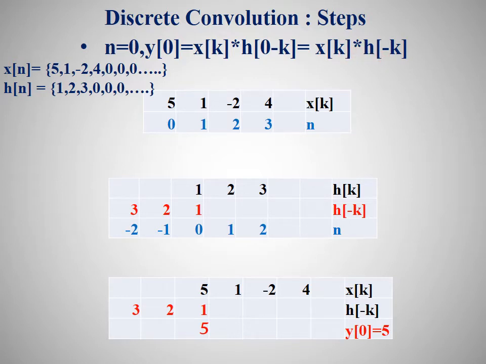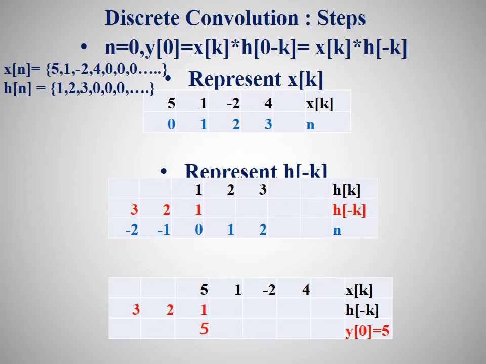Hence, the basic things required for understanding this problem would be, first, represent x of k. Let us represent x of k in the conventional manner. Hence, this would be, at n equal to 0 it is 5, at n equal to 1 it is 1, at n equal to 2 it is minus 2, and at n equal to 3 it is 4. This is the basic representation of x of k, which is our first part of the problem.